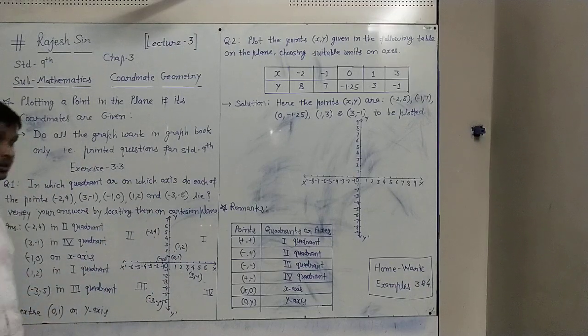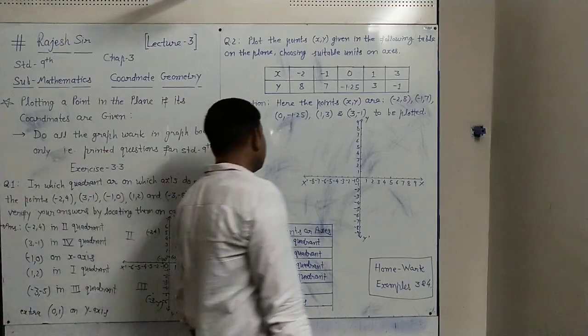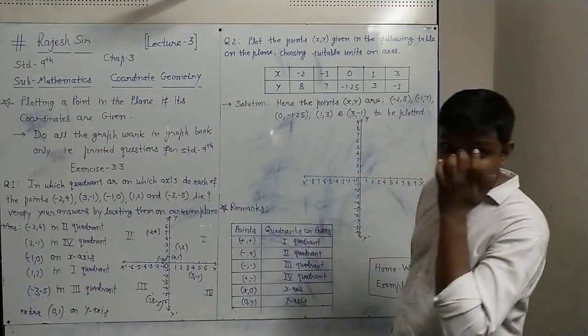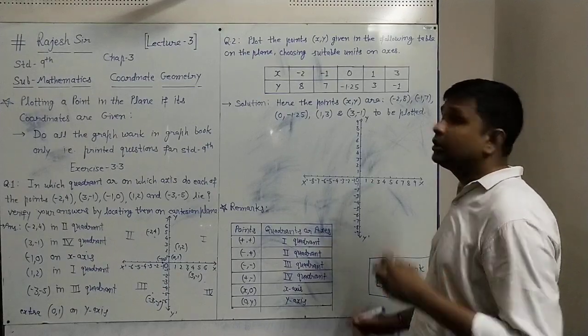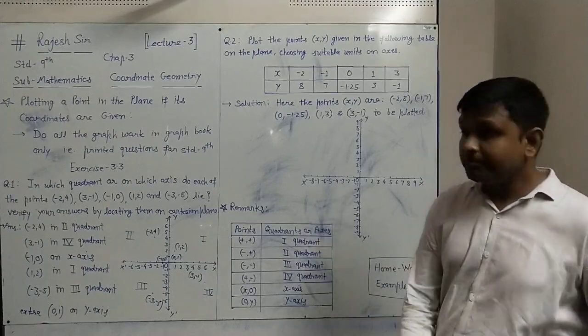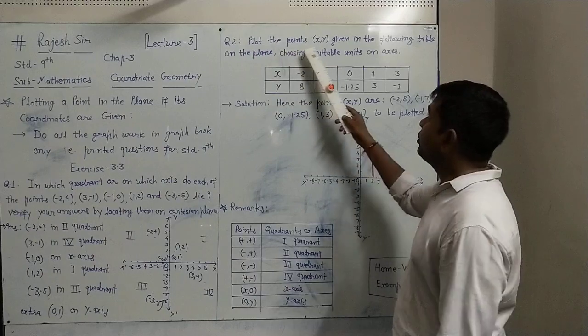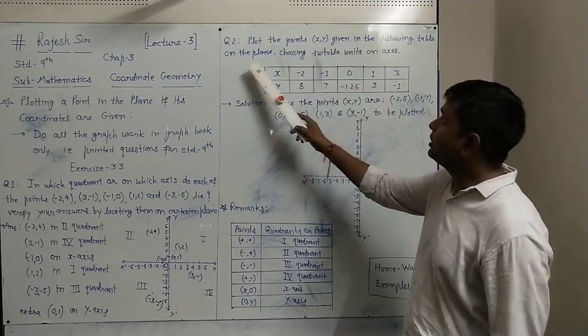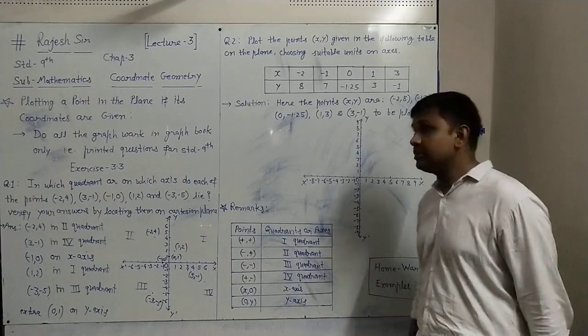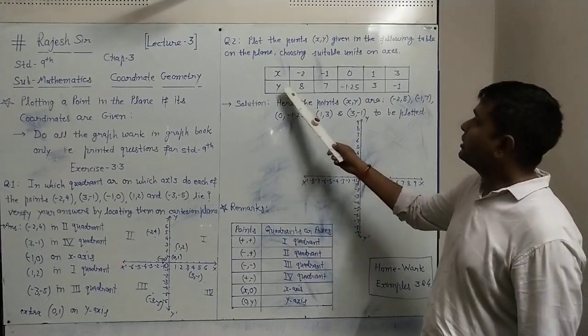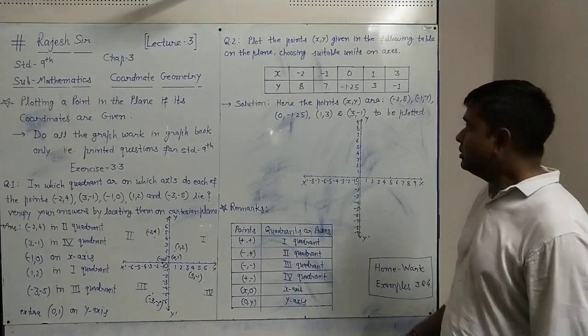Why have we done this? I will tell you after question number 2, why we have taken the extra point. Now we will see question number 2. It says: plot the points x, y given in the following table on the plane, choosing suitable units on the axes. So x and y values are given in the table.